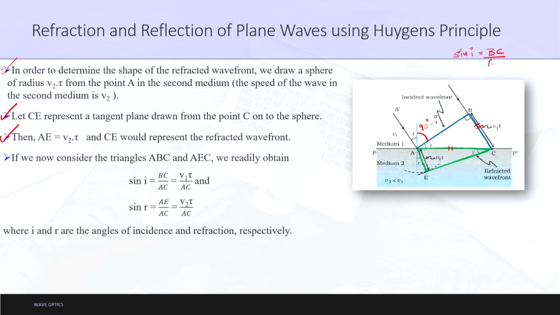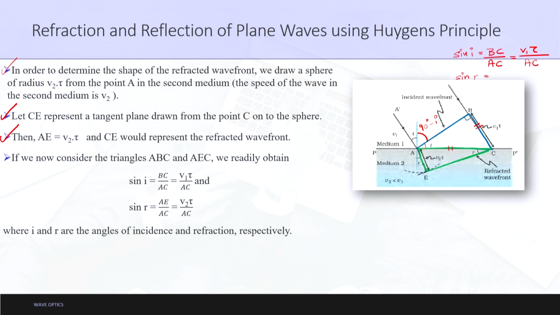From the assumptions already made in the last slide, we got to know that BC was nothing but V1 into tau, and AC was given to you, let AC be AC only. Next, let me write the sin of R here. So, sin R, if this is R, then by simple mathematics we can find this value is also r. So, this will be 90 minus r, and this will be 90 degrees here.